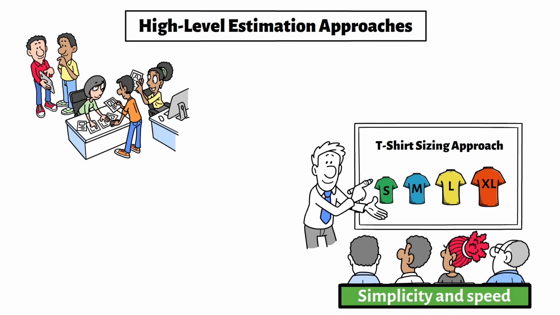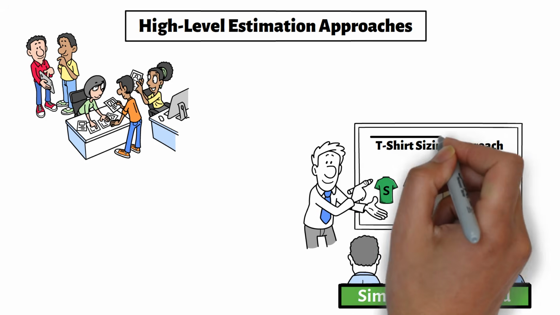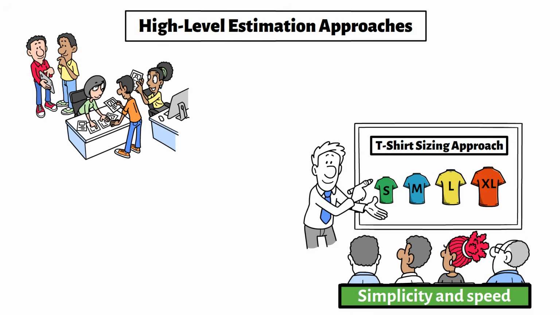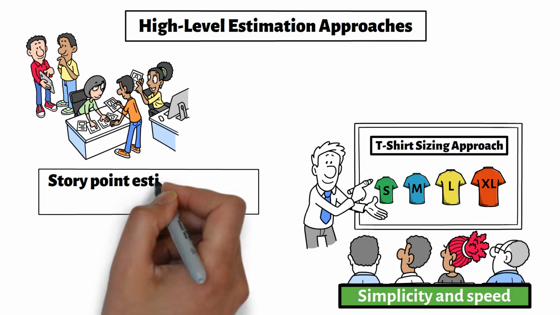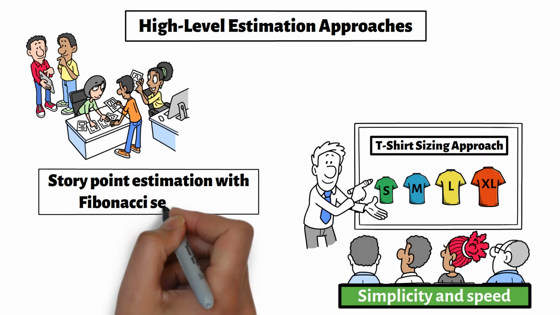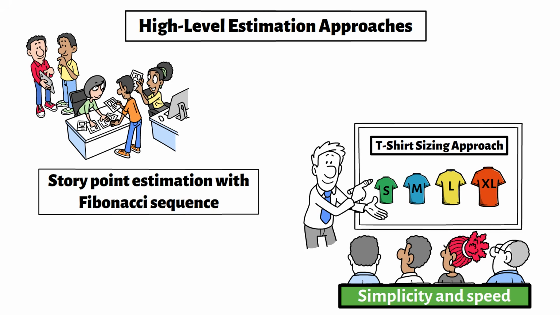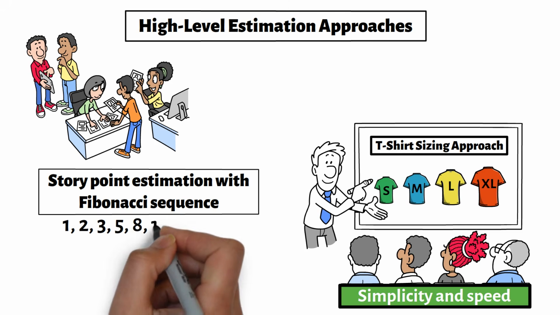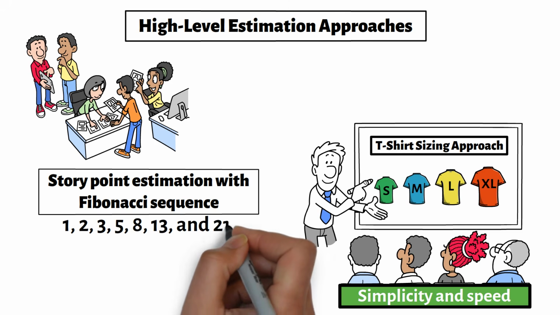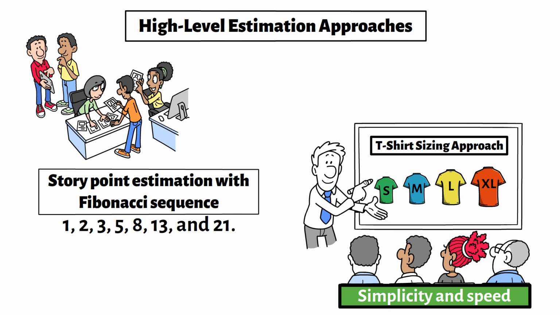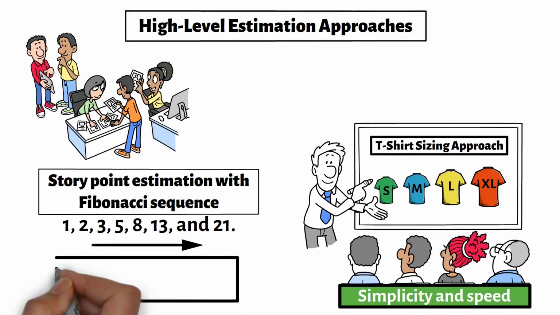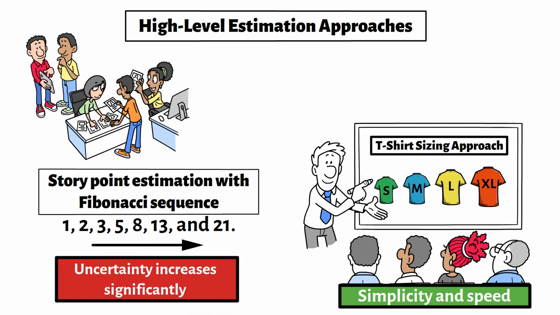But because the categories are broad, t-shirt sizing is less useful for detailed sprint forecasting. Another much more common approach is story point estimation using the Fibonacci sequence. Typical values include 1, 2, 3, 5, 8, 13, and 21. The increasing gaps between numbers are intentional. As work becomes larger, uncertainty increases significantly.